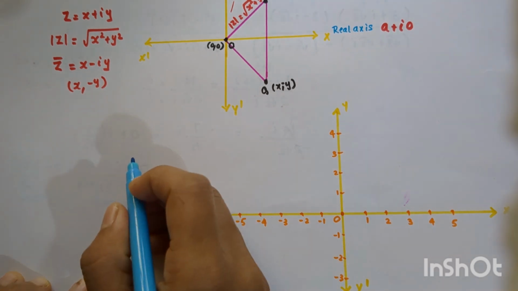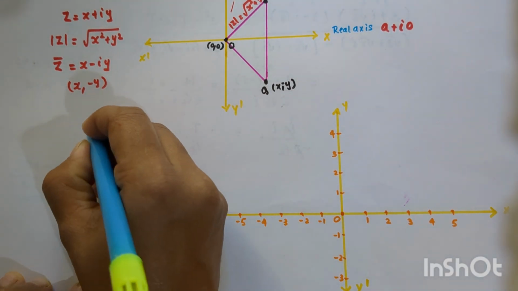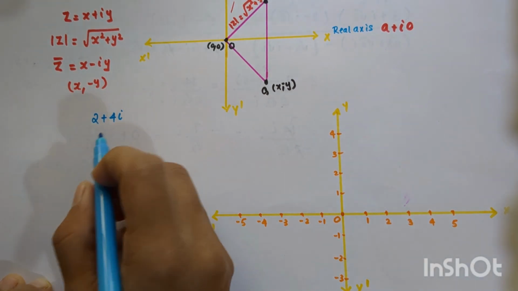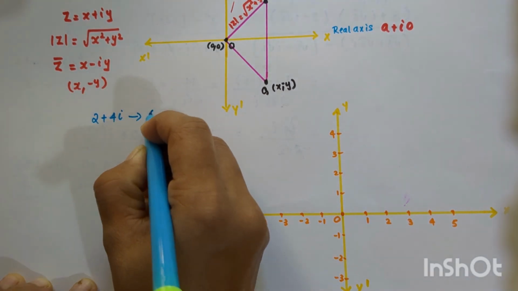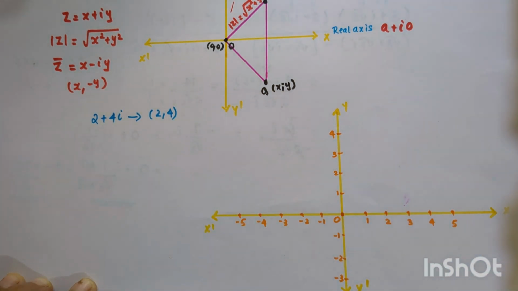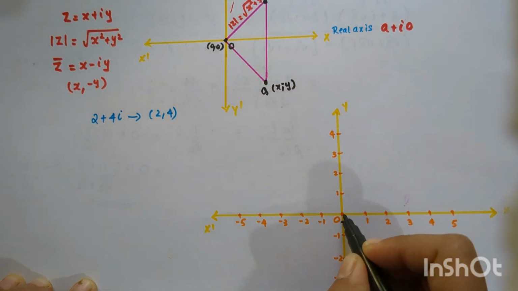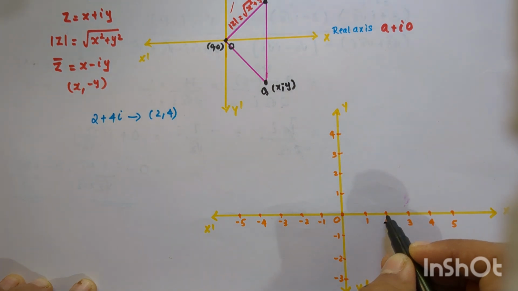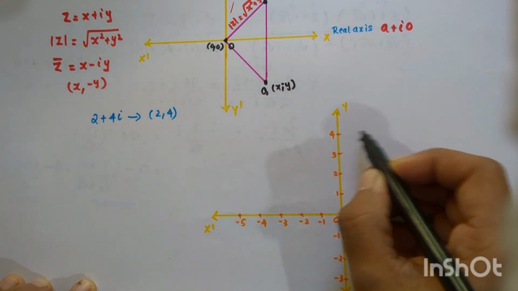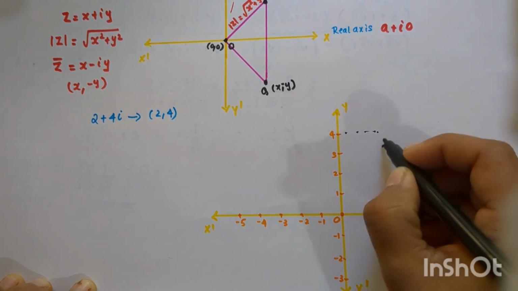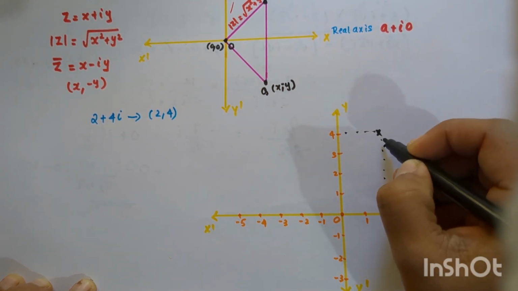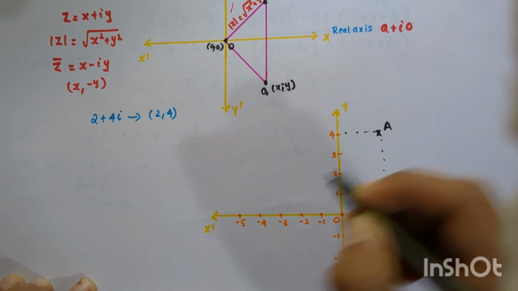Now, let us consider a complex number 2 plus 4i. This actually corresponds to the ordered pair 2, 4. So it is represented geometrically by 2 units on the x-axis and 4 units on the y-axis. So the point will be 2, 4, no? So the point will be somewhere here.